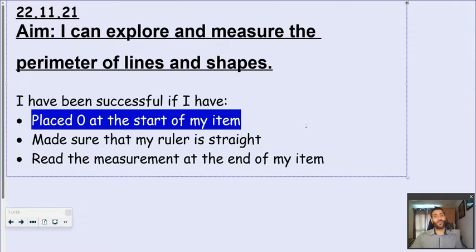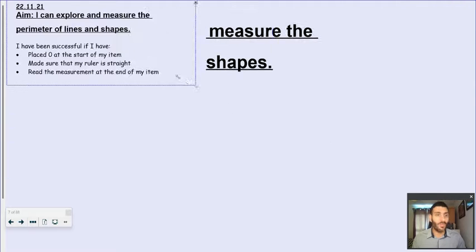I place the ruler on the 0. Or the object on the 0. I make sure that the ruler is straight. So very simple, literal ways to make this lesson successful. Sometimes it's a lot more abstract, but this time I'm going to actually give them those steps there so it's very clear. I'm not going to copy paste this on all the other slides.